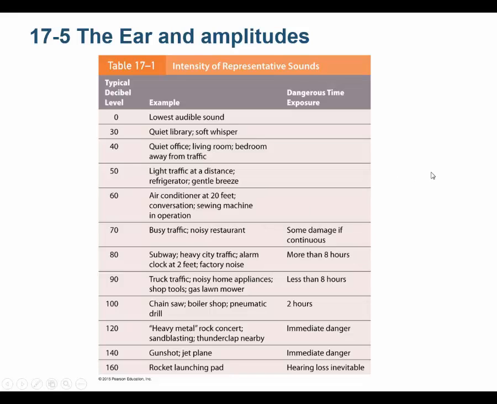Look down here at a gunshot or a jet plane. It's about 140 decibels. This is immediate danger. There's no exposure time other than the very acute gunshot, and you can have damage right there. By the way, the danger is hearing damage, not the bullet coming out of the gun. I mean, that might be dangerous too, but we're talking about hearing here. You don't have to memorize this chart at all. It just gives you a sense of the decibels and when you're starting to hurt yourself.